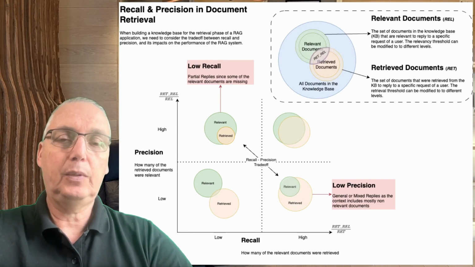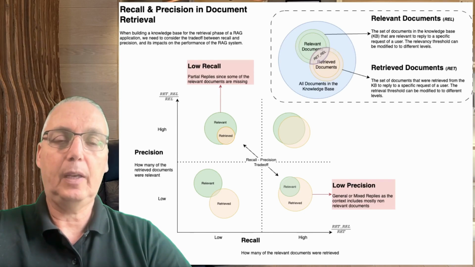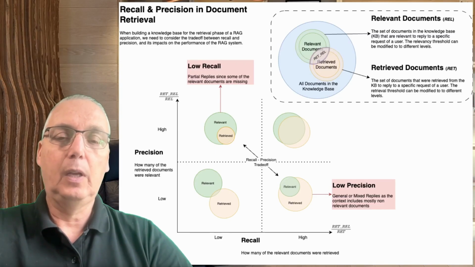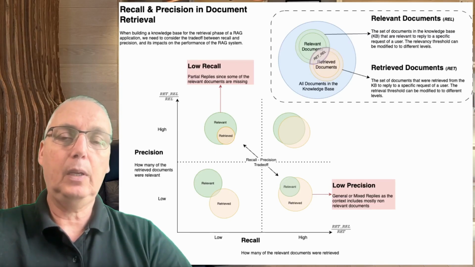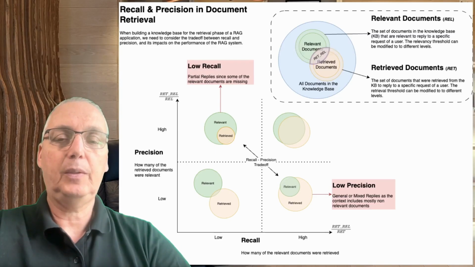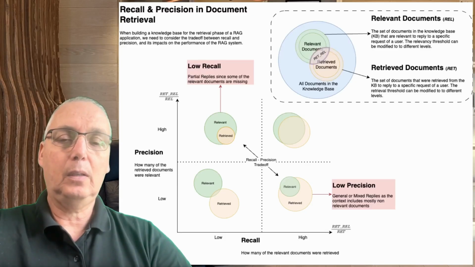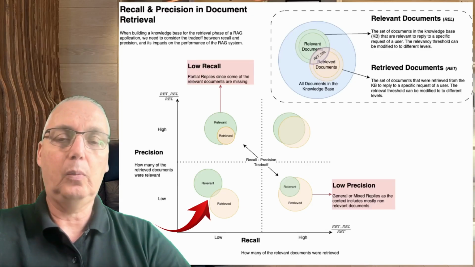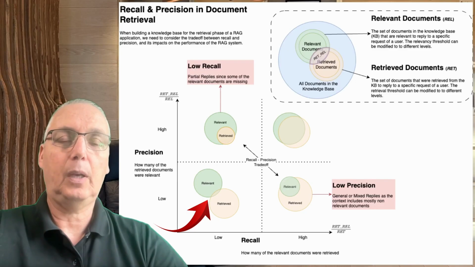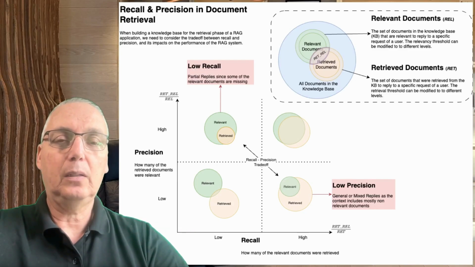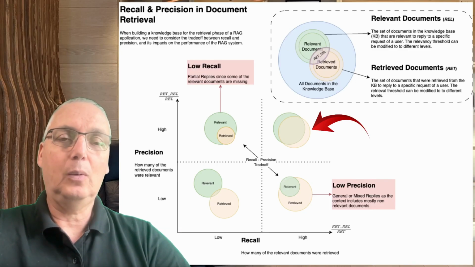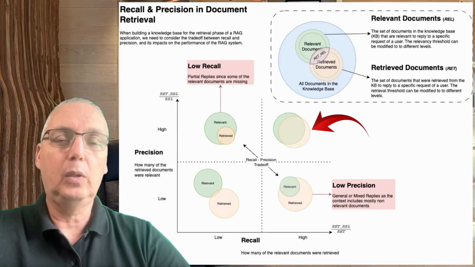So if we put this kind of diagram of the use cases that we might have, we might have low recall or high recall, or low precision and high precision. We will ignore the very bad low recall and low precision. This is usually not happening. And of course, we can ignore it for now. Of course, we want to get to the point where all the relevant documents are retrieved.